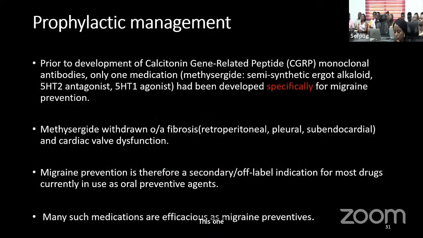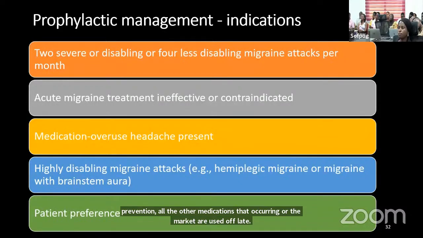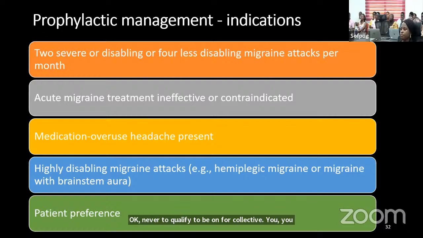Right. Now, apart from methotrexate, which several years ago was specifically approved for migraine prevention, all the other medications that are currently on the market are used off-label. Now, to qualify to be on prophylactic treatment, you need to have had about 2 severe episodes or 4 less disabling episodes or 3 attacks per month. If you have acute migraine treatment that is ineffective or contraindicated, you qualify. If you have medication overuse headache, you also qualify. If your headaches are highly debilitating, like hemiplegic migraines or migraine with brainstem aura, you also qualify. Patient preference, that is debatable.